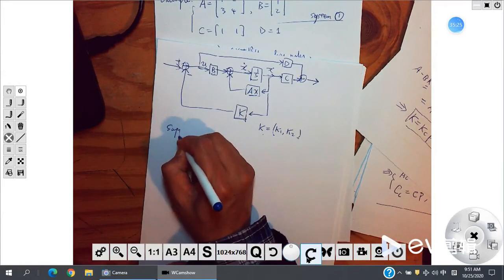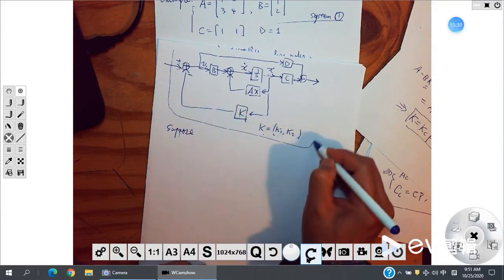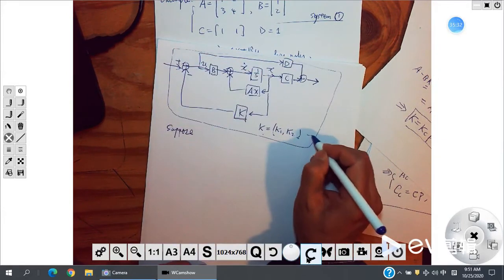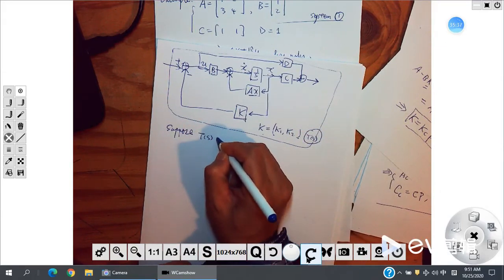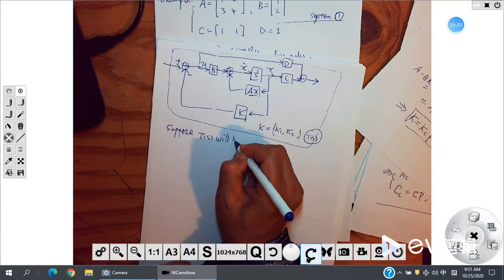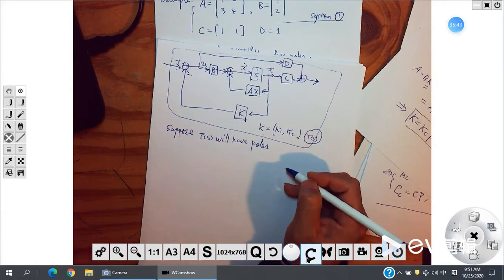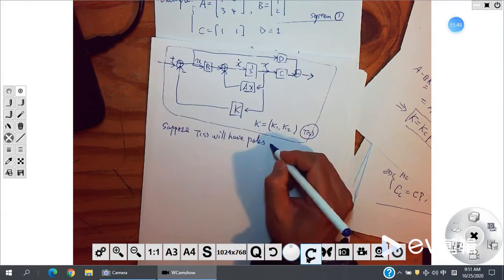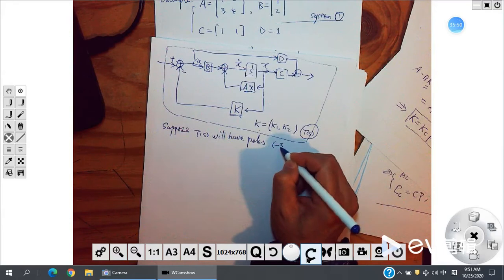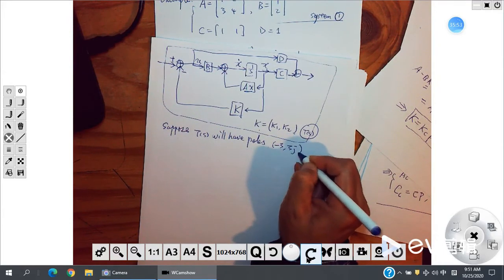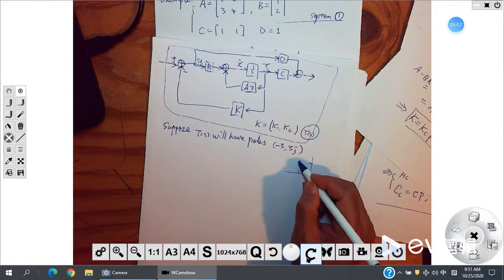Suppose, okay, the overall system, let's say this is T of S. Suppose T of S will have poles. Whatever it is, we suppose the poles are -3 plus 3j and -3 minus 3j. So poles here.